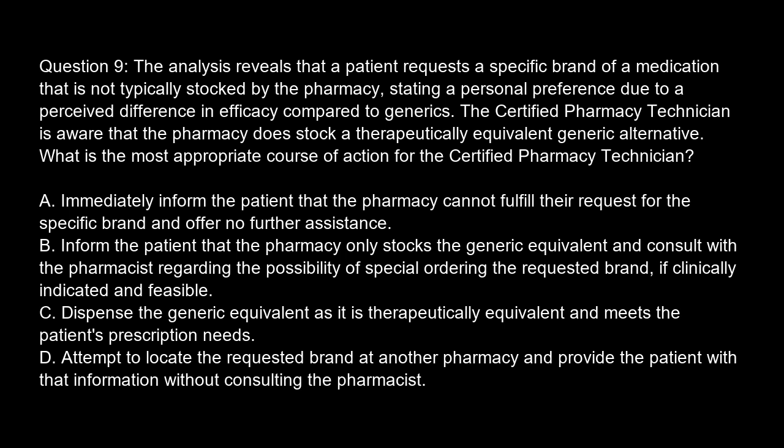Option A. Immediately inform the patient that the pharmacy cannot fulfill their request for the specific brand and offer no further assistance. Option B. Inform the patient that the pharmacy only stocks the generic equivalent and consult with the pharmacist regarding the possibility of special ordering the requested brand, if clinically indicated and feasible. Option C. Dispense the generic equivalent as it is therapeutically equivalent and meets the patient's prescription needs. Option D. Attempt to locate the requested brand at another pharmacy and provide the patient with that information without consulting the pharmacist.